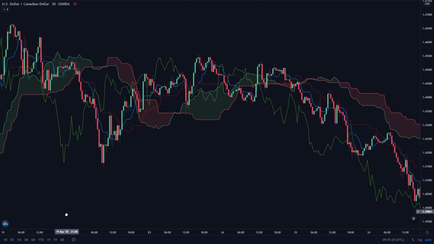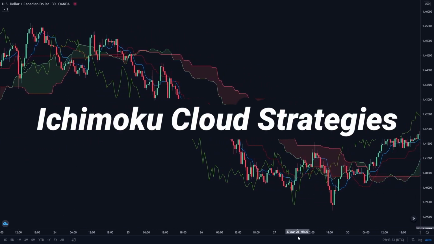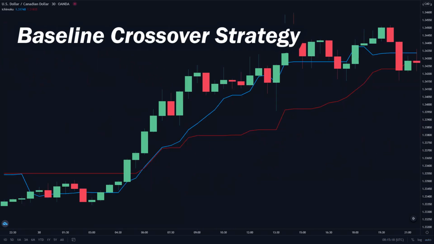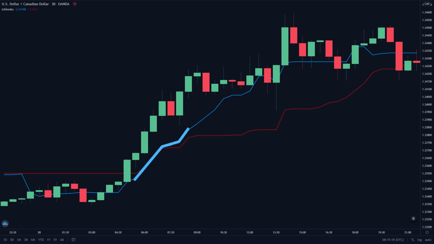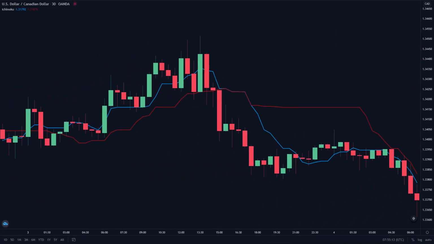Next, let's talk about the different types of strategies that you can use when trading the Ichimoku Cloud. So the first, we have the baseline crossover strategy. The baseline crossover only uses the conversion line and the baseline. If the conversion line crosses upwards, you take a long position, and if it crosses downwards, you take a short position.